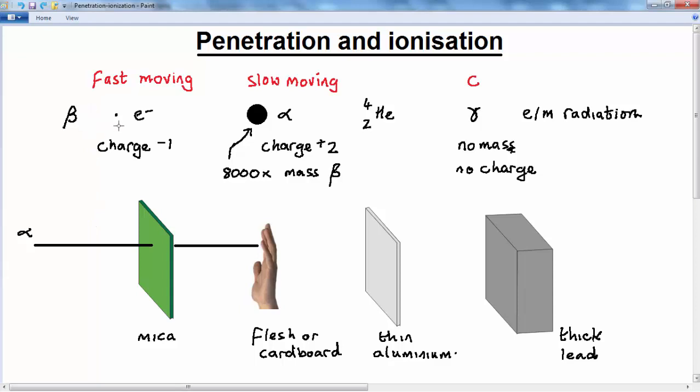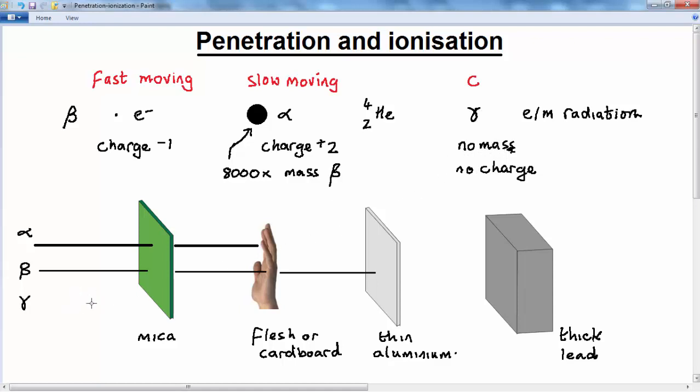Now the beta particles are much faster moving and they're much smaller, so there's much less interaction. That means that they can penetrate a lot further. So our beta particle will go through mica, it'll go through flesh, but it'll get blocked by our thin sheet of aluminium.